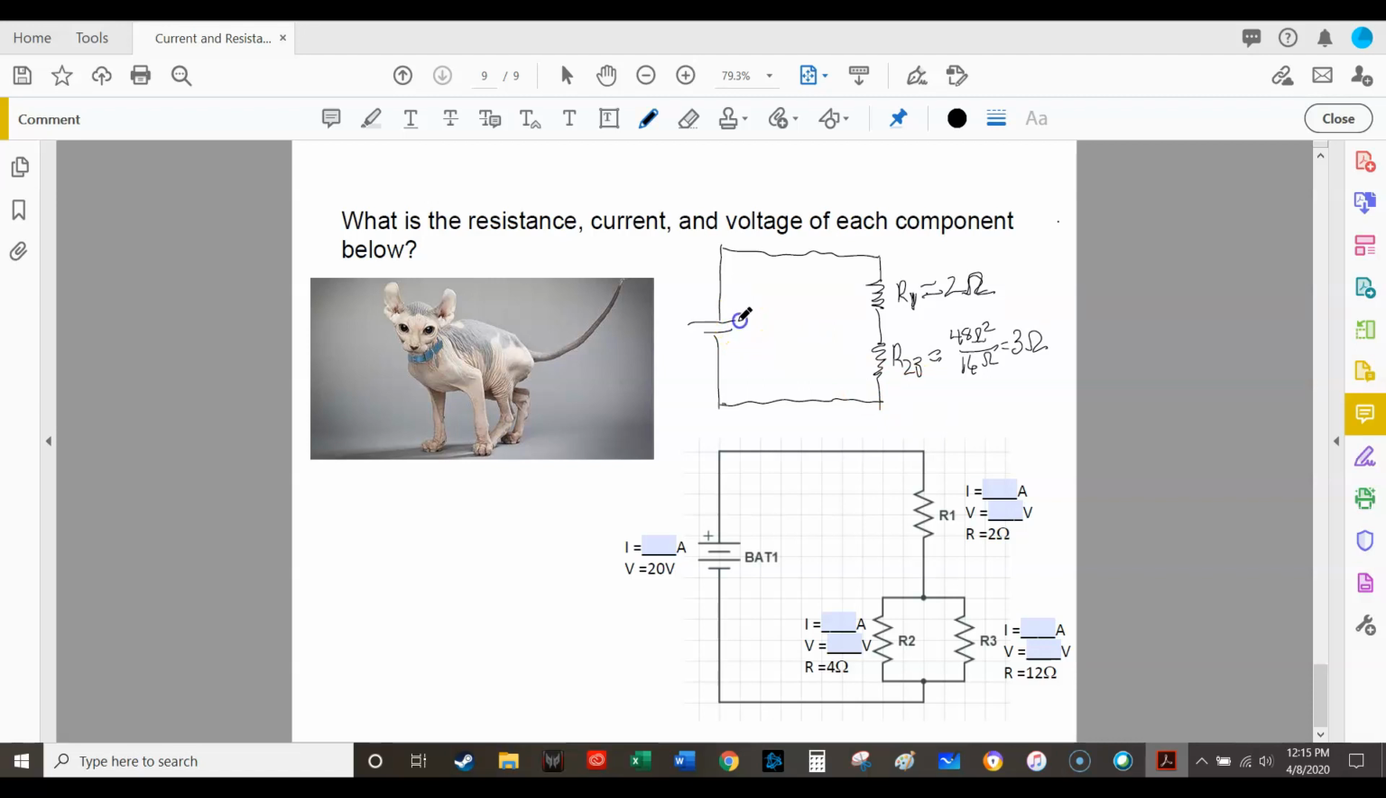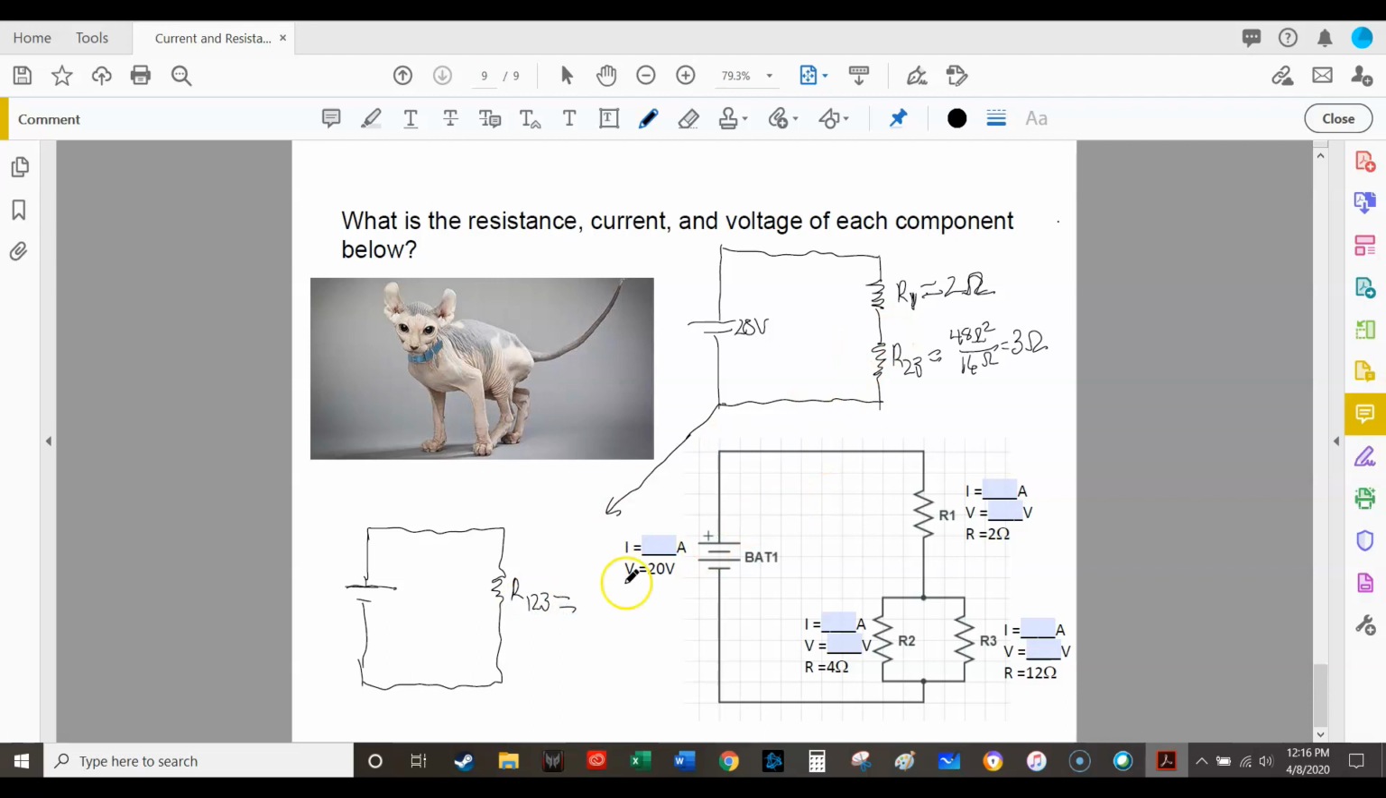And so this is going to be 12 volts. 20 volts is the battery. All right. Well, we could further reduce this down into one system, into one resistor. We could reduce that 2 ohm R1, R2, and R3 into one resistor, which we're going to call R123.